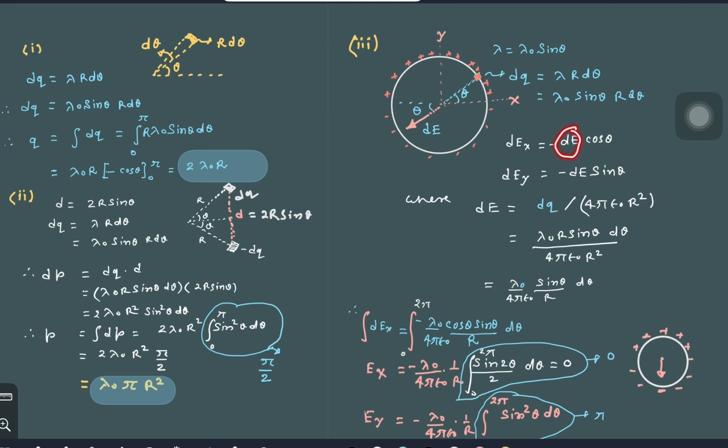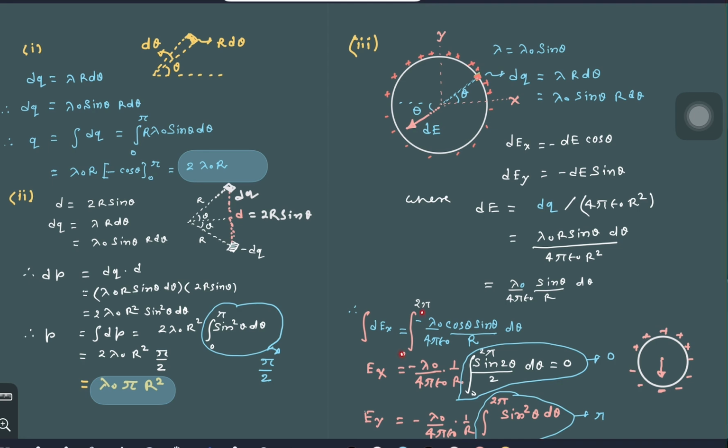The value of dE is simply written as dq upon 4 pi epsilon naught r square, because the distance is r. dq will be replaced by this expression here, and simplifying, this will come out. We will get this expression of dE, and then dE_x is dE multiplied by cos theta, that I have done here, and then use the integral, because all dE_x will be in the same direction. Whatever dE_x come, all are in the same direction, so we can integrate it. 0 to 2 pi we will get.